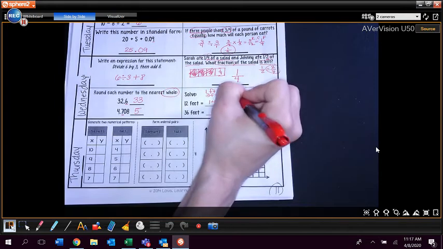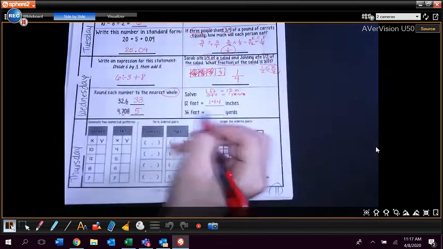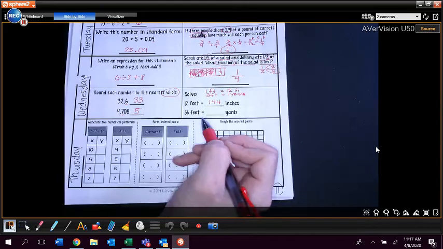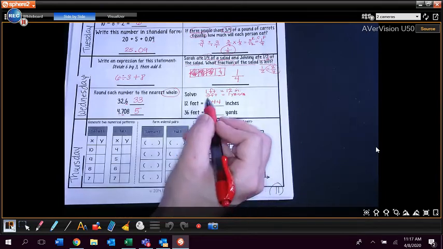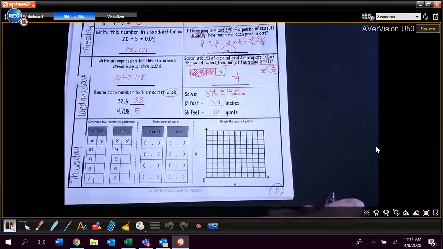So, yards there, or 1 yard. So 30, it means we would have to divide. 36 divided by 3 gives us what? 12. So it would be 12 yards.